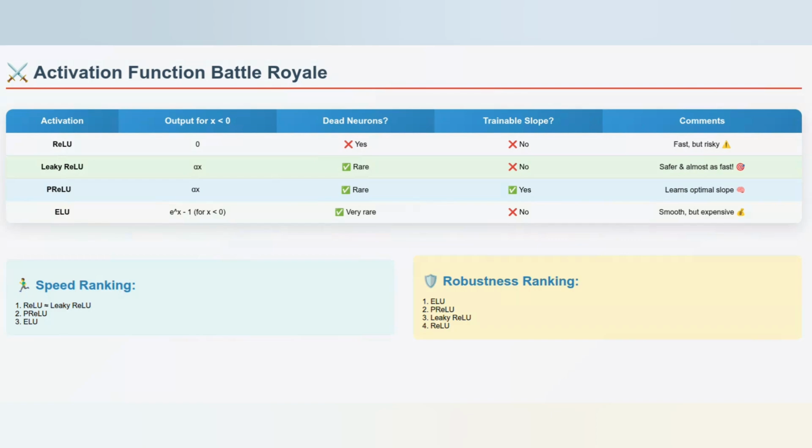In terms of practical performance, speed: ReLU approximately equals Leaky ReLU, much greater than ELU. Memory: ReLU approximately equals Leaky ReLU, less than PReLU. Robustness: ELU greater than PReLU, greater than Leaky ReLU, greater than ReLU. So when should you use each?